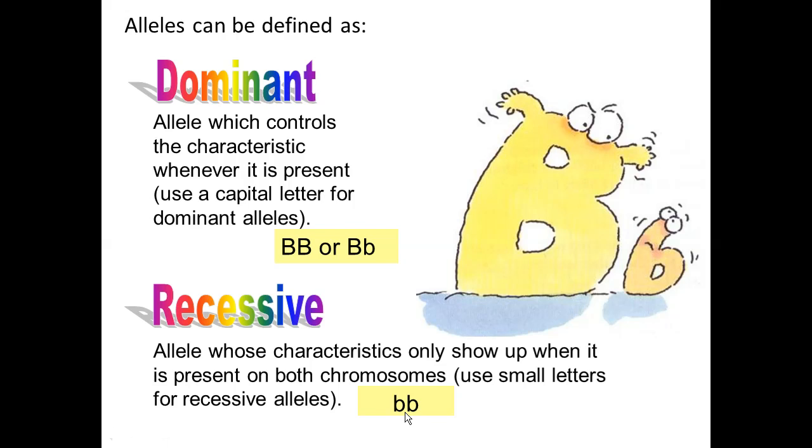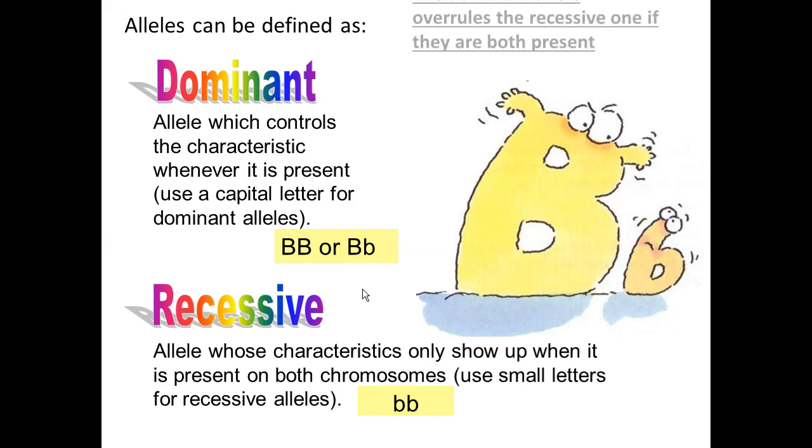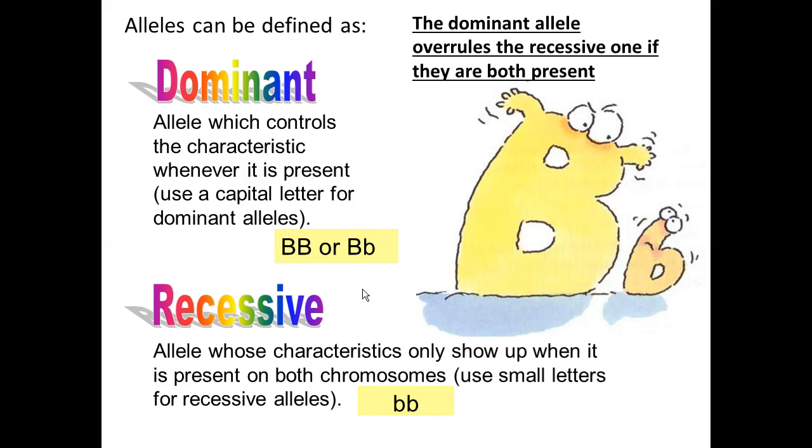Okay, and as I said, the dominant one is the one that will control the characteristic whenever it is present. In fact, in this case you can see that you will have one dominant and one recessive. The characteristic that will show up will be the one linked with the dominant one, because the dominant allele overrules the recessive one if they are both present. So the dominant allele will always overrule the recessive one.